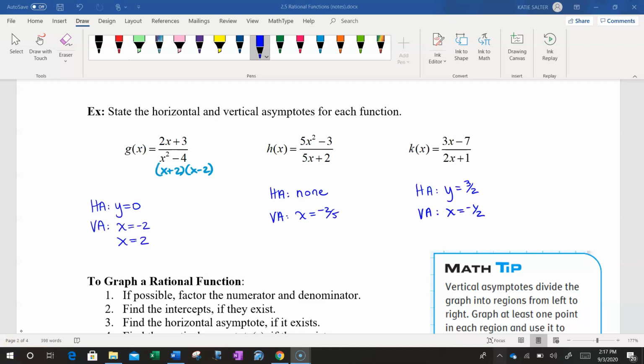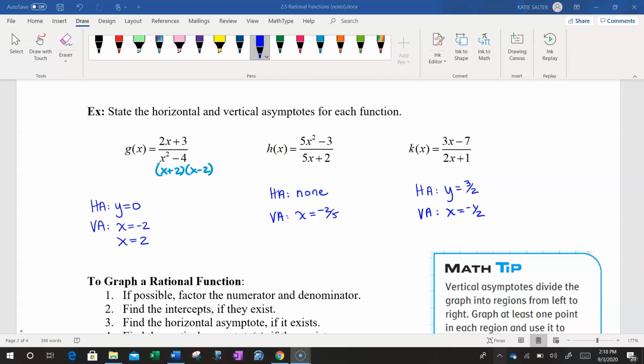So for the first one, the degree of the denominator dominates. It is larger, so therefore we have a horizontal asymptote at y equals 0. When we factor that x squared minus 4, we get that the vertical asymptotes would be at x equals -2 and x equals 2. Make sure when you write your asymptotes, you write y equals or x equals. Don't just write a number because that makes no sense. They're actually lines, imaginary lines on our graph. So if you tell me the vertical asymptote's at -2 and 2, you're not going to get any credit for that. That doesn't make sense.